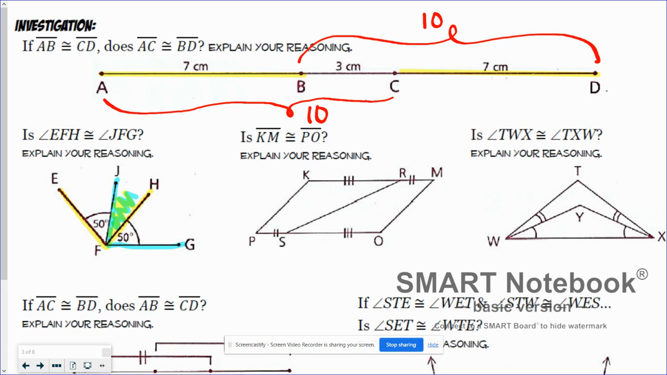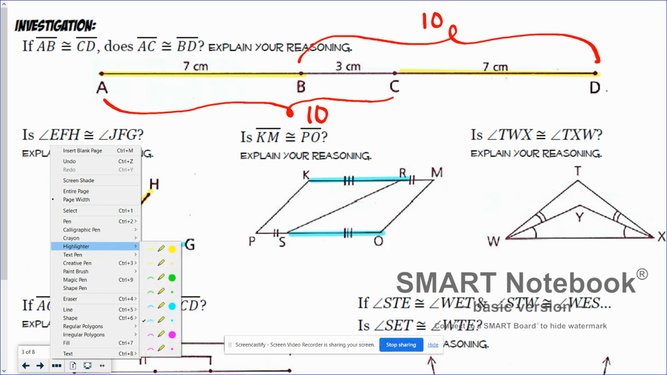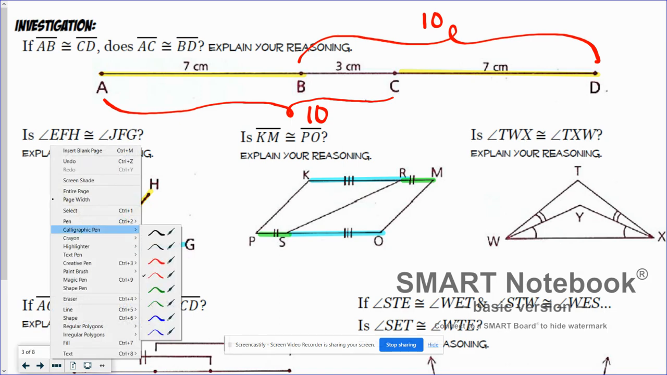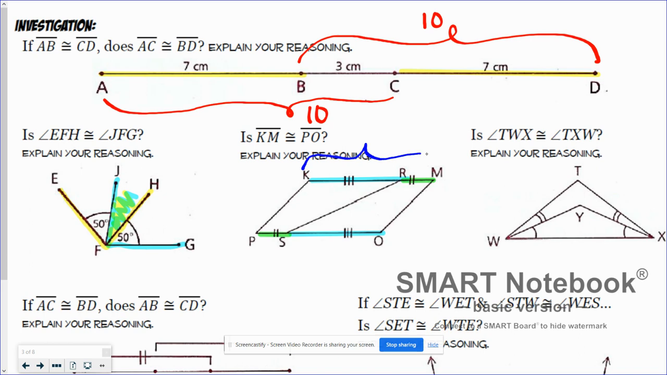So they're congruent. Okay. Is segment KM congruent to segment PO? Well, take a look at KM. It's made up of two smaller segments. You've got KR, which just so happens to be congruent to SO, and you have RM, which is congruent to PS. So would that make KM congruent to PO? Yeah, like we just took congruent segments and added them to congruent segments, and what did we get? Congruent segments.